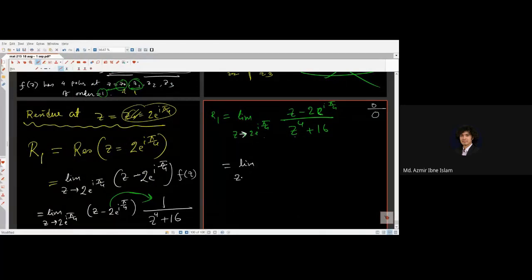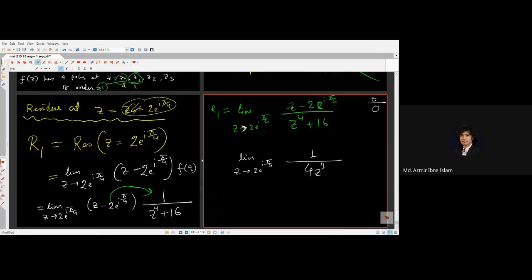So limit z tends to 2 e to the power i pi by 4. Do you know what L'Hopital says? Yes. The mathematician L'Hopital says that we have to differentiate. If we have 0 by 0, then we have to differentiate the upper part and lower part at the same time. So here, if we differentiate z in terms of z, it will be 1. If we differentiate z to the power 4, we will get 4z cube, and the differentiation of a constant is 0.